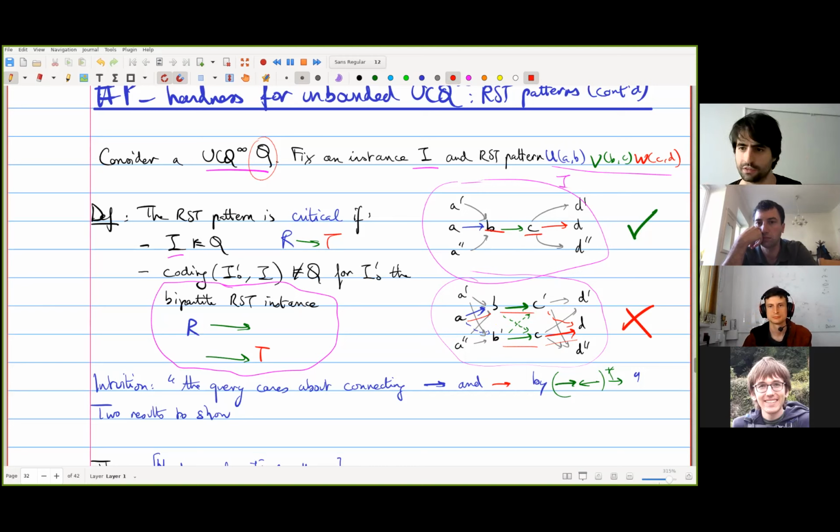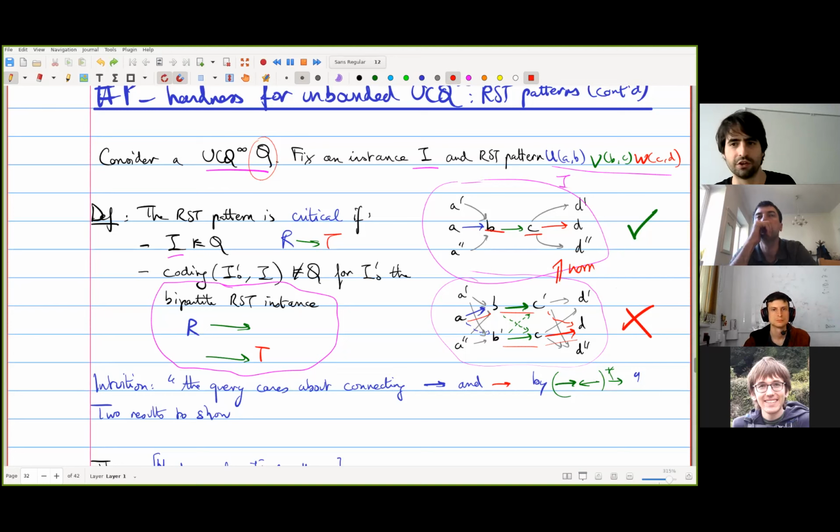Note that this has a homomorphism into this. So it couldn't be the case that this one is false and this one is true, for instance. But basically, when I have an instance satisfying the query and I modify it in some fashion that has a homomorphism to here, then I can maybe make the query false. And this is what I want to happen to be able to show hardness.